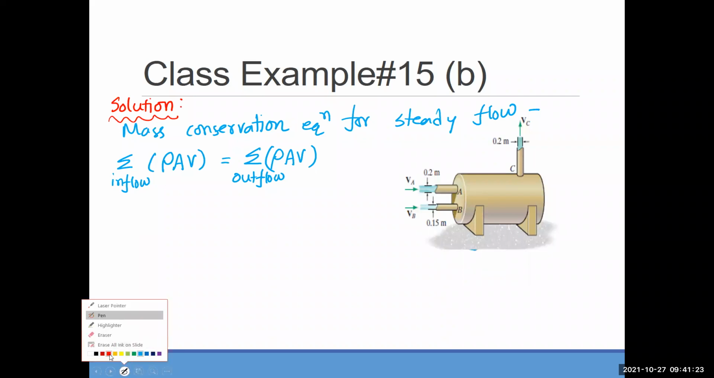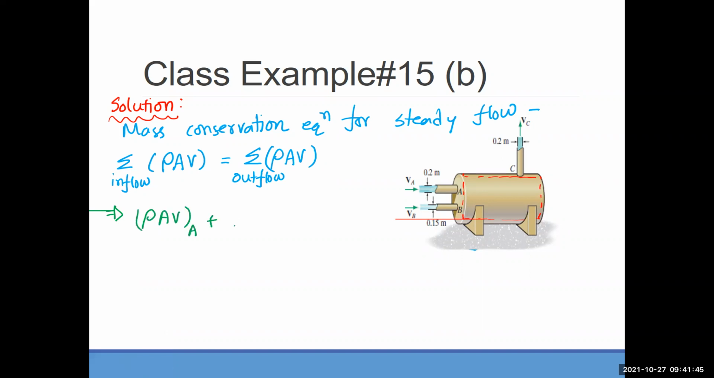And you told me how many inlets we have here? We have 2 inlets and 1 outlet, okay? So that means A and B, those are the inflow or inlets. So what I will write down: rho A V A plus rho A V B, and we have only 1 outlet, rho A V C, right?